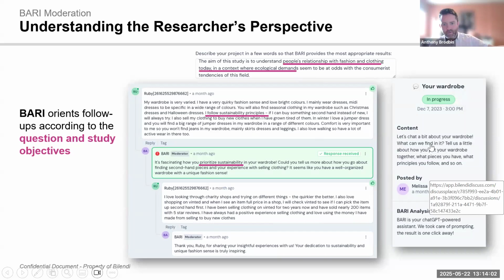So Ruby here has given a long response with a ton of different things. A little bit of it says, I follow sustainability principles. Because that's the objective and purpose of the study, Barry's identified that and orientated the follow-up probe to that. So Barry said, it's fascinating how you prioritize sustainability in your wardrobe. Could you tell us more? And that's elicited a longer response from Ruby with more context, with more information around the objectives of the study.